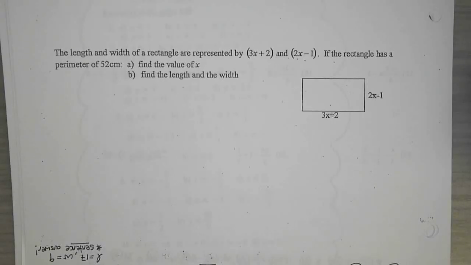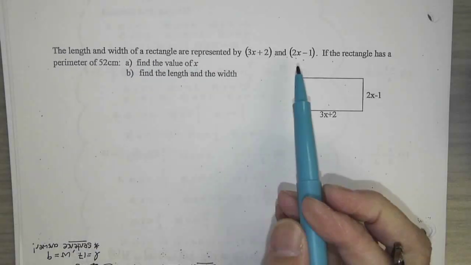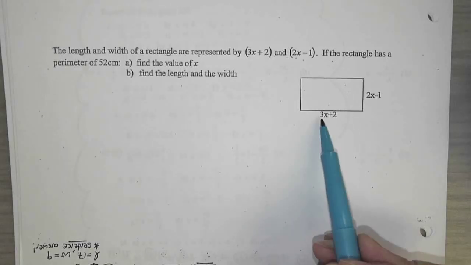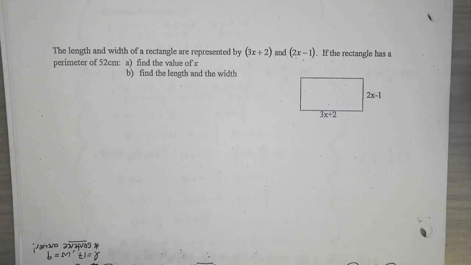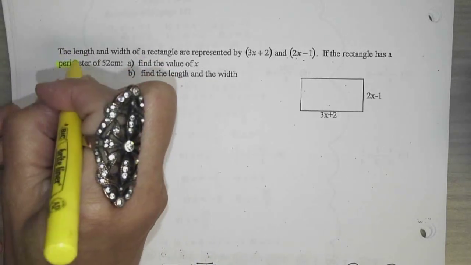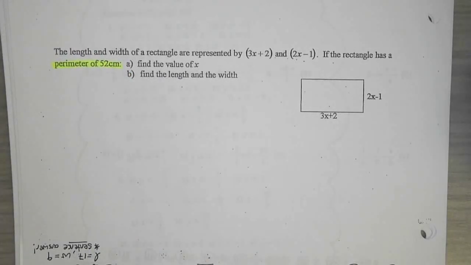The basic shapes are rectangles and squares. Here we have the length and width of a rectangle. Reading it: the length and width of a rectangle are represented by 3x plus 2, see it here, and 2x minus 1, right here. If the rectangle has a perimeter, I'm going to highlight keywords as I'm reading, and you're always allowed to highlight, perimeter of 52 centimeters, find the value of x.